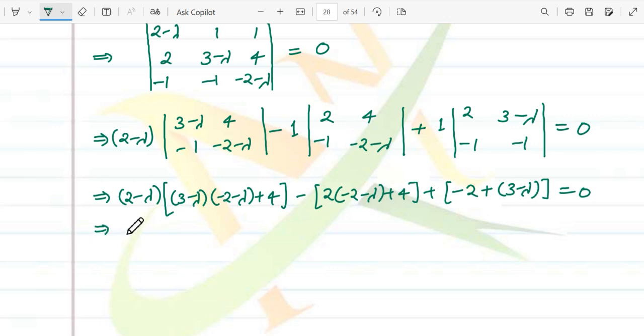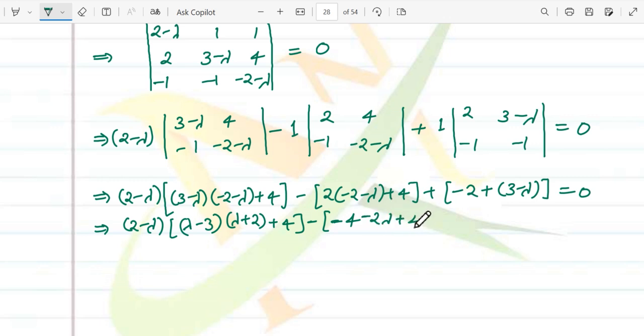तो सॉल्व कर लीजिए। That is 2 minus lambda, negative lambda minus 3 lambda plus 2, नेगेटिव कॉमन लेकर आप एडजस्ट कर लीजिए इसको। That is lambda minus 3 और lambda plus 2, negative 4, negative 2 lambda positive 4, plus negative 2 plus 3 negative lambda is equal to 0.